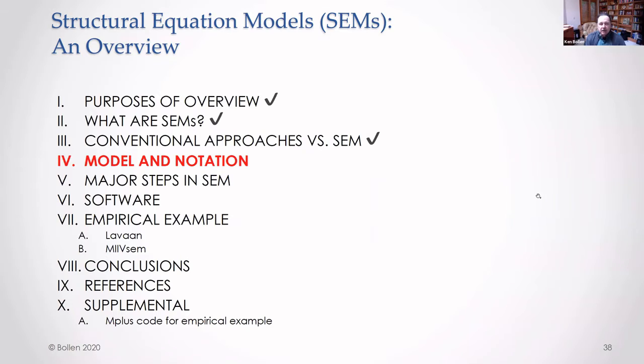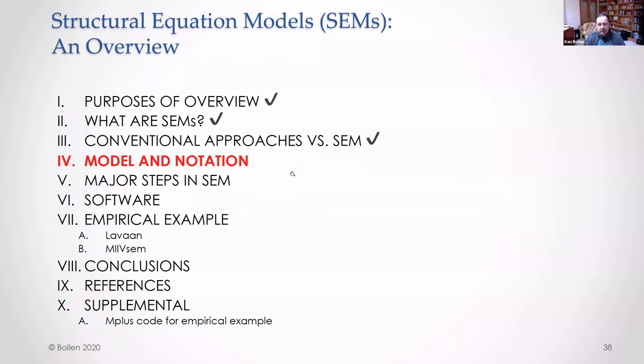So by way of refresher of what we covered, this is the outline of what the whole overview is about. And we were able to get through these first three Roman numerals here. A lot of it was really just trying to give you a feel for what these structural equation models are like, what some of their capabilities are.